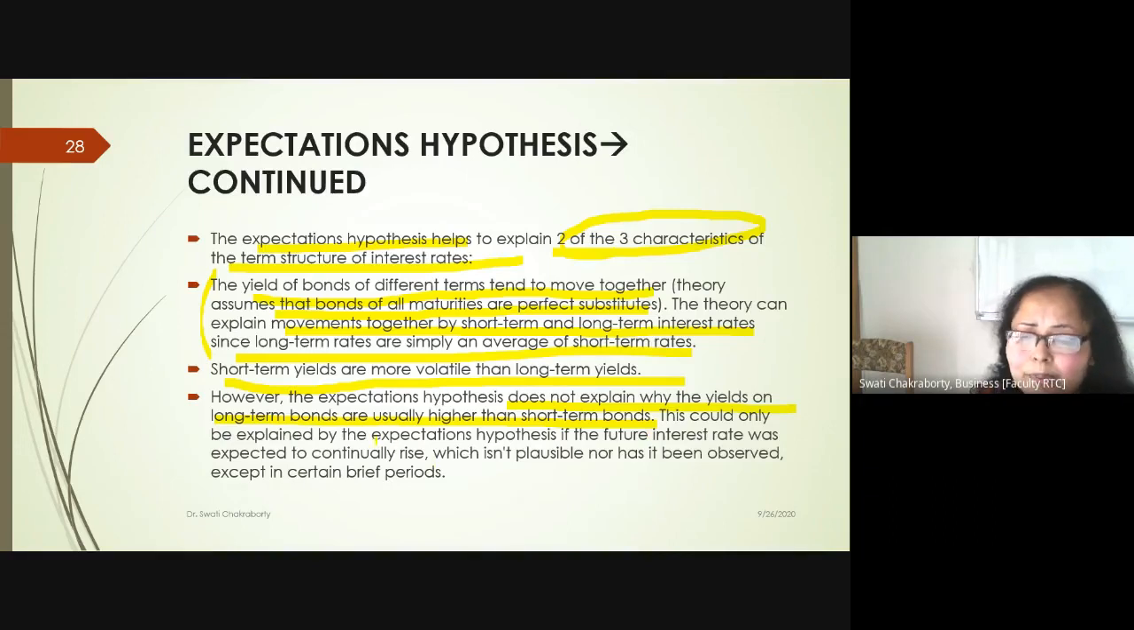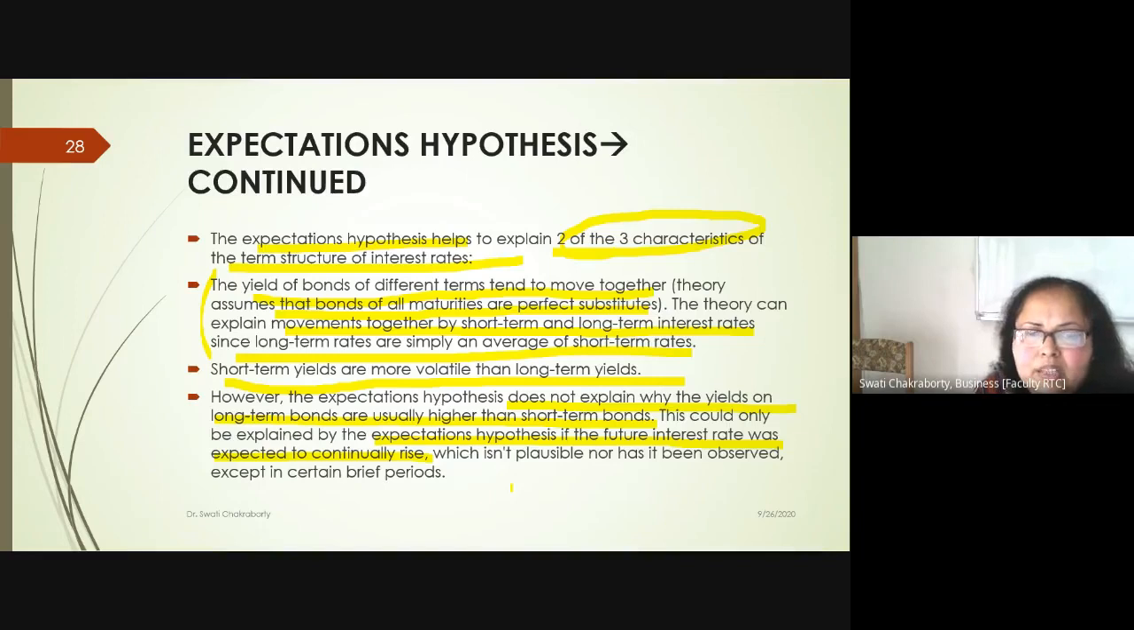This could be explained by the expectation hypothesis only if the future interest rate was expected to continually rise, which isn't always possible to say, nor has it been observed except in certain brief periods, right? So that's the reason why it could not explain why long-term bonds have higher yields. Only if you can say the future rate is going to increase continuously, that's the only way, right? But there's no way to say it, right?